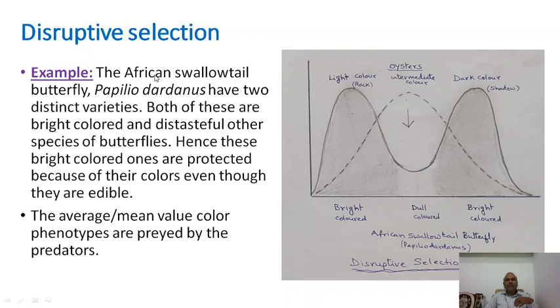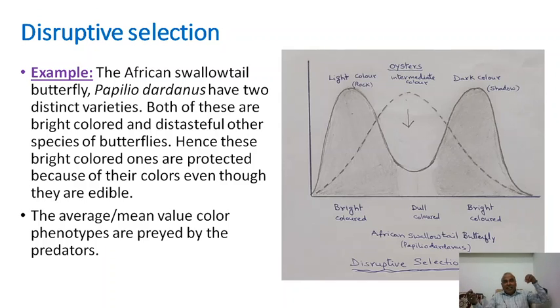The other example is the African swallowtail butterfly, Papilio dardanus. Here, this Papilio dardanus has three varieties: bright color of one particular color, bright color of another particular color, two bright colors of different varieties, and an intermediate color. Okay, here the situation is that the bright colored butterflies resemble those bright colored butterflies which are distasteful. It's a kind of mimicry.